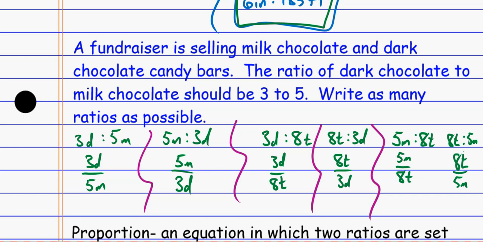Okay, so those are the different ratios I can write. And really, that's a lot more than we probably expected when we first looked at this. But anytime we have a comparison like that, I can always come up with more ratios in terms of the totals or in terms of the individual things.